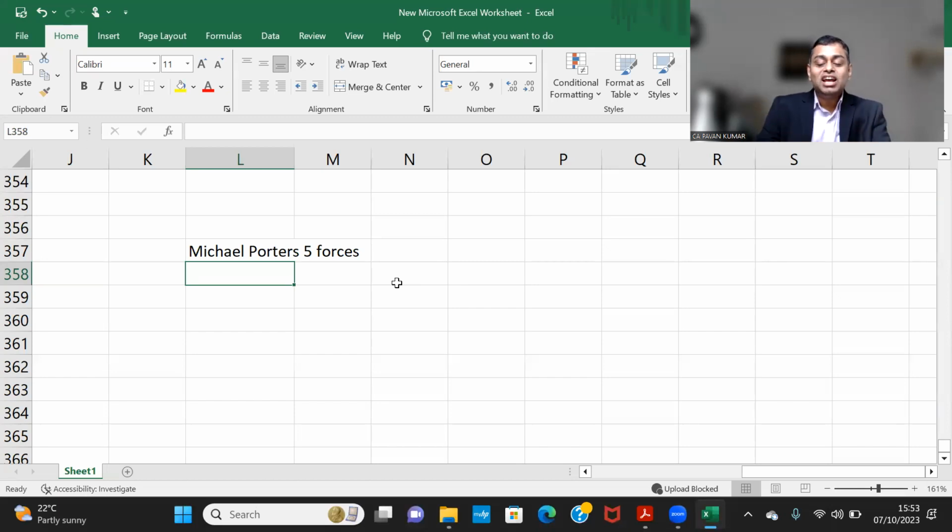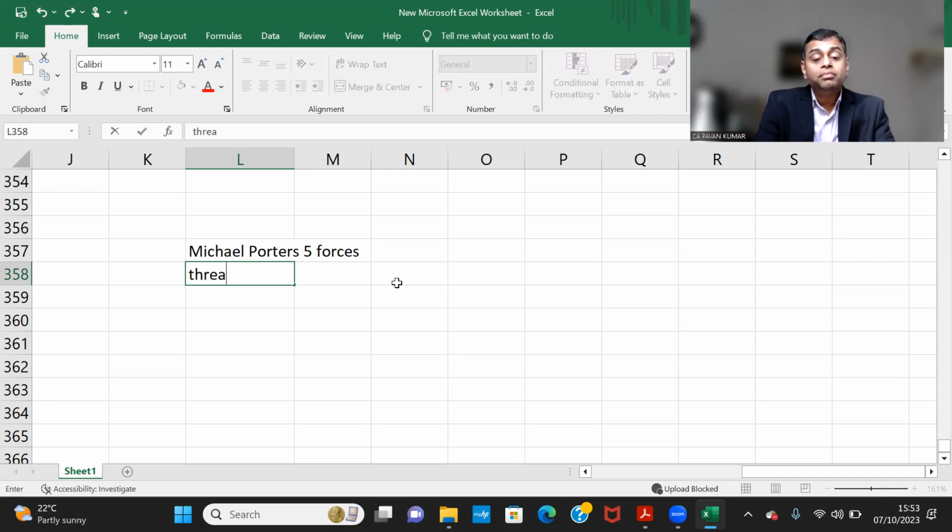Hello. Tell me what are Michael Porter's 5 forces? Anyone? Please tell me what are Michael Porter's 5 forces in the chat box. You can type. If I'm asking one student, it is not that I'm asking only that one student. Another 100 students are there. You can tell Michael Porter's 5 forces model.